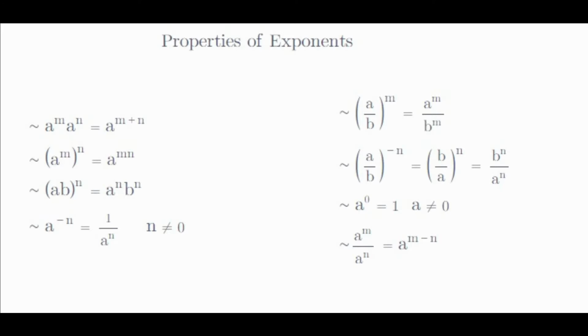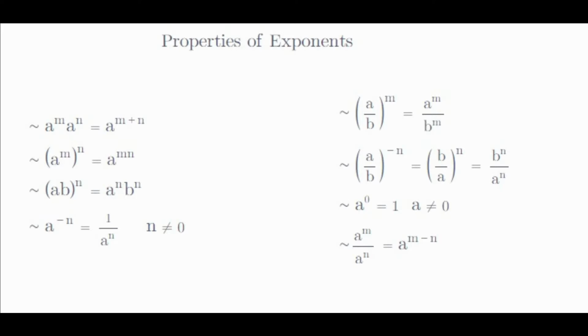Or if you have something being divided to a power, as in (a over b) to the m, that can be written as a to the m over b to the m. Similarly, if you have (a over b) to the negative n, you can flip that fraction and have (b over a) to the n, which would then be further written as b to the n over a to the n.